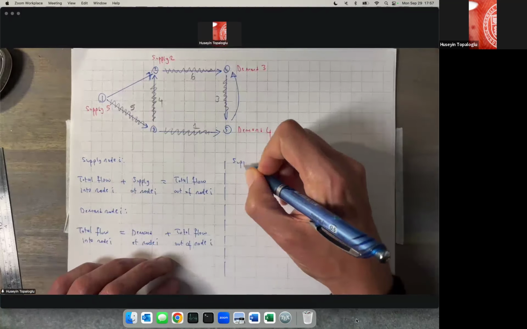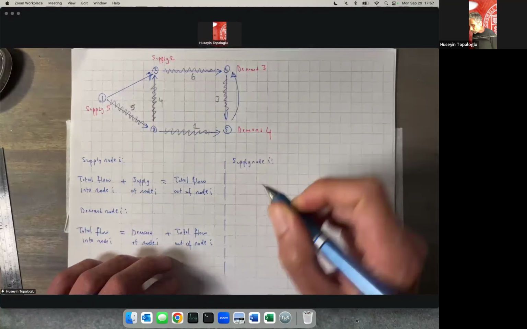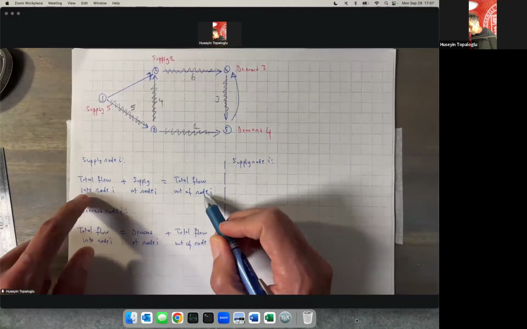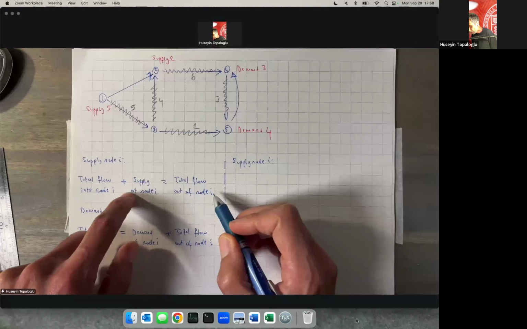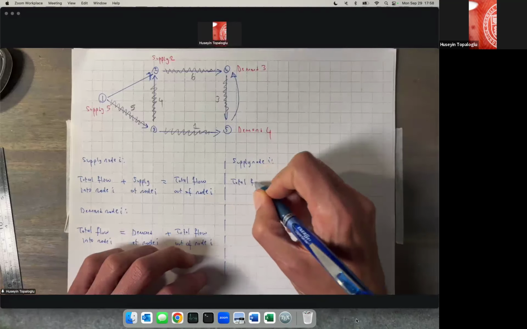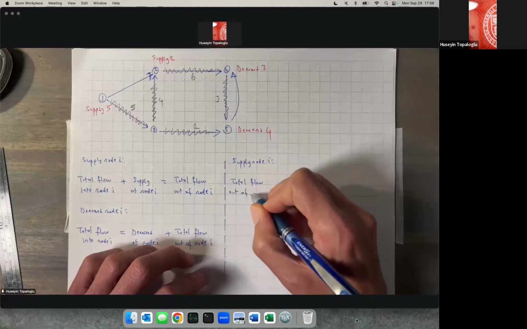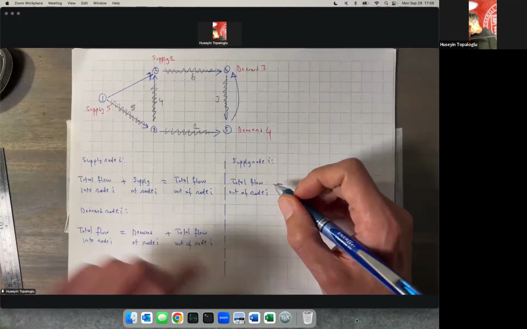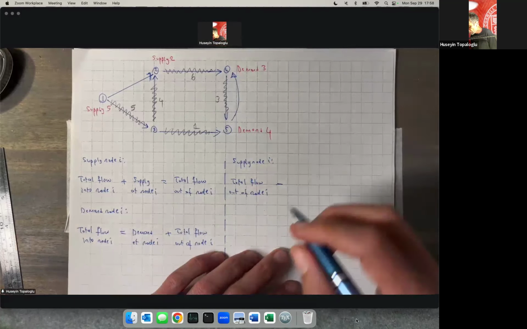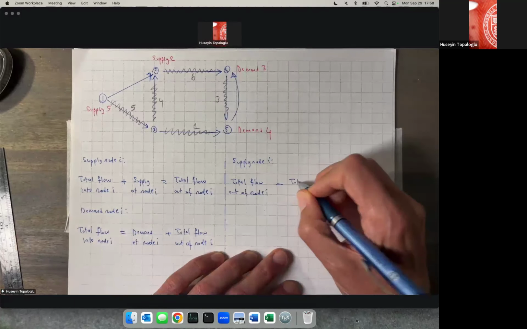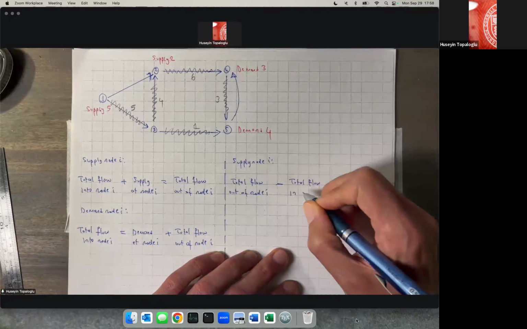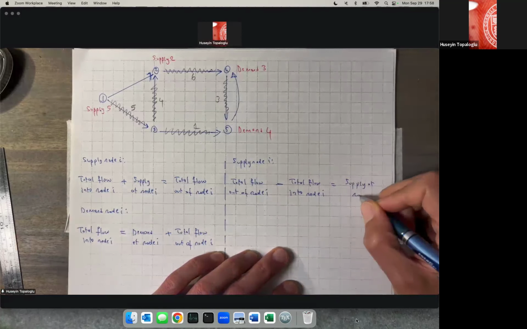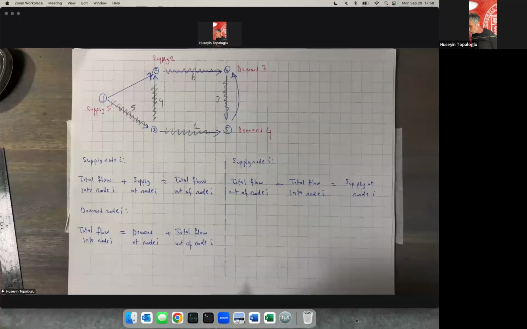So for supply node I, let's reshuffle our terms. Total flow out of node I, put this thing to the other side, total flow out of node I minus the total flow into node I is equal to the supply at node I. So that's the constraint that I need to write for supply node I. Total flow out of node I minus total flow into node I should be equal to supply at node I. This is the constraint that I need for each supply node I.